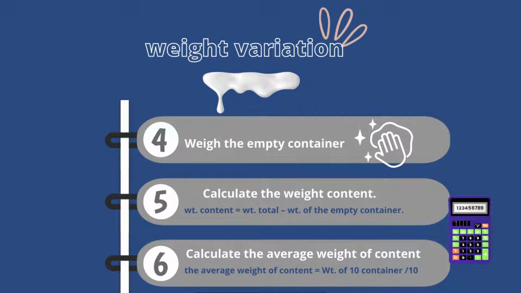The weight of content is calculated by subtracting the weight of the empty container from the total weight, and then calculate the average weight of content. The average weight of content is equal to the weight of the ten containers' content divided by 10.